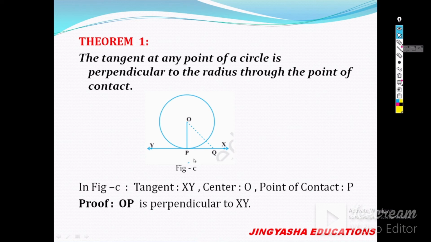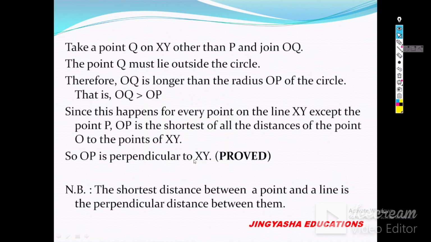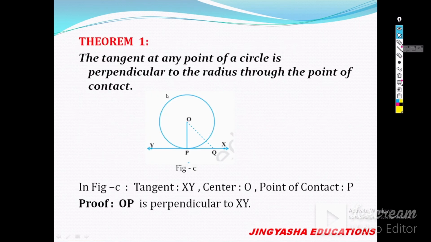So we can say OP is the shortest distance, and you might have known that the shortest distance between a point and a line is the perpendicular distance from that point to the line. The shortest distance between a point and a line is the perpendicular distance between them. So that means if OP is the shortest distance, then it must be perpendicular to the line. So hence proved.